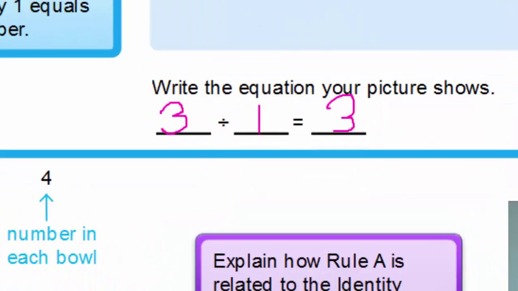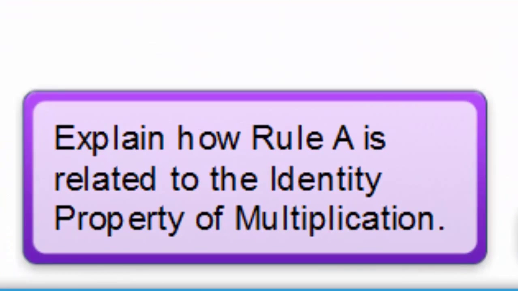Look at the math talk. Explain how Rule A is related to the identity property of multiplication. Think about it for a minute. How is that rule? Any number divided by 1 equals that number. How is that related to the identity property of multiplication? Can you tell me through the computer? Go.